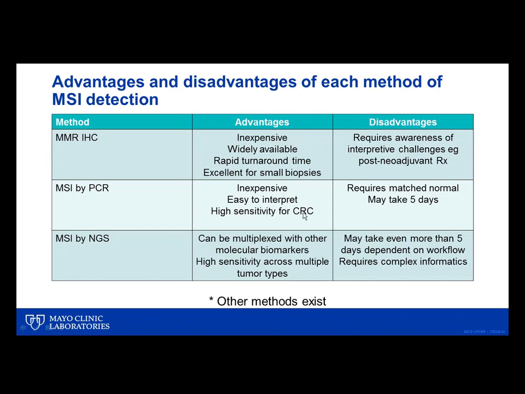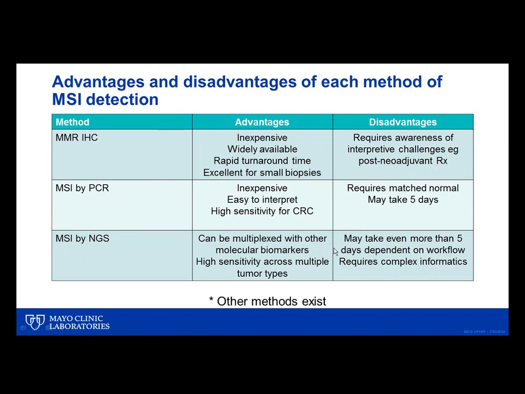One of the downsides of the PCR-based assays is that it requires matched normal, and it takes about 5 days in many practices to be turned around. Immunohistochemistry has some challenges. I think it's important to be aware of the interpretive challenges, especially in the context of post-neoadjuvant therapy.